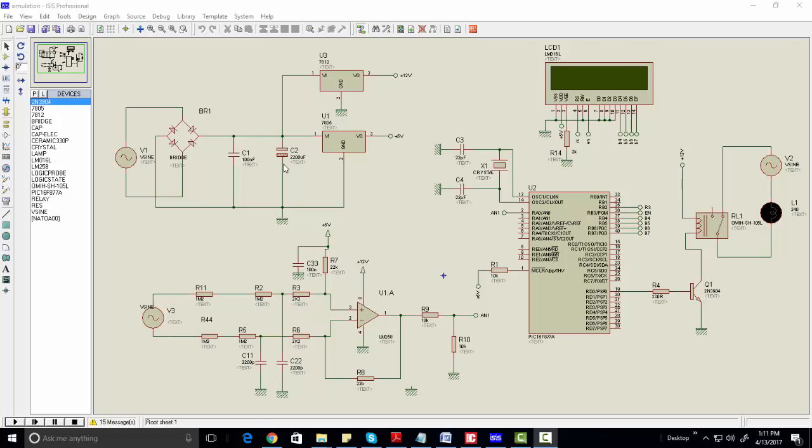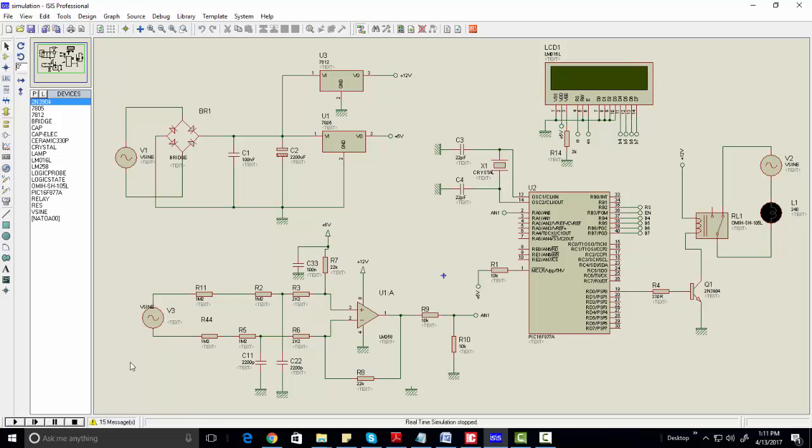This circuit diagram is basically a power supply for 5 volt and 12 volt. 5 volt is given to the microcontroller and 12 volt is used to operate this load. So let's run this simulation. As you can see, the voltage is 285 volt, and a fault has been recorded, and this device is off because the AC voltage is 285.